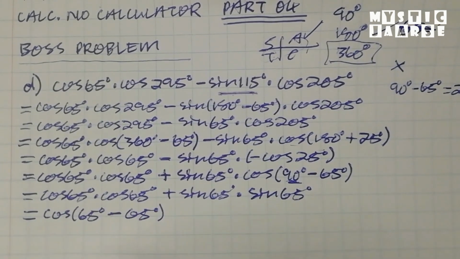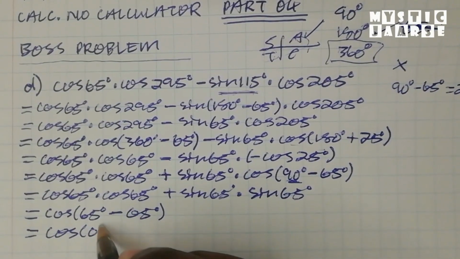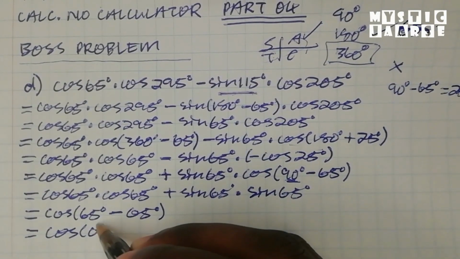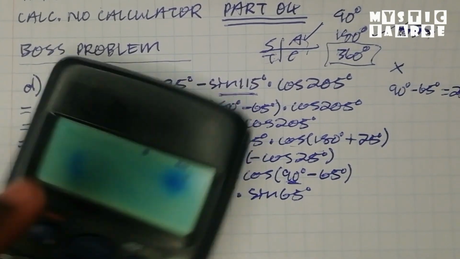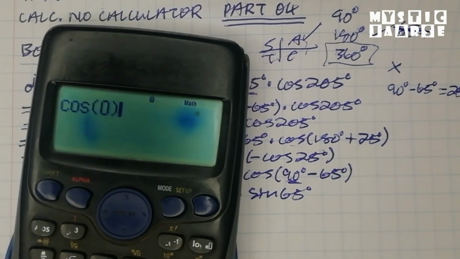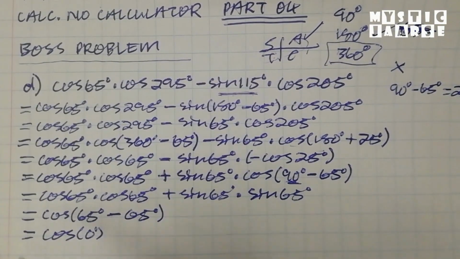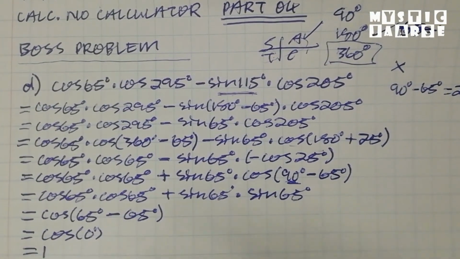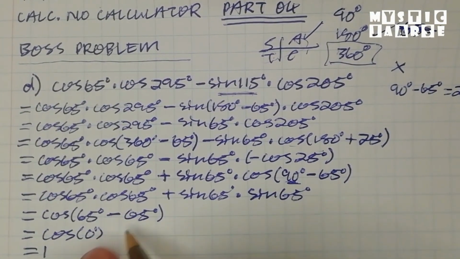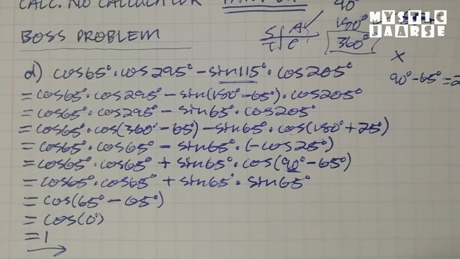Now, this is where people panic, because you're going to get cos of 0, and it looks totally wrong, 0 degrees. But I don't know if 0 is a special angle, but I know that there's nothing wrong with this. So the answer that we get is 1. Now this looks wrong, right? So you're not sure whether or not your answer is correct.